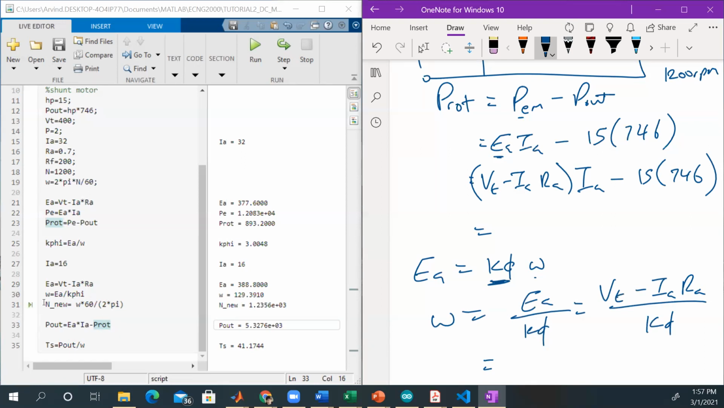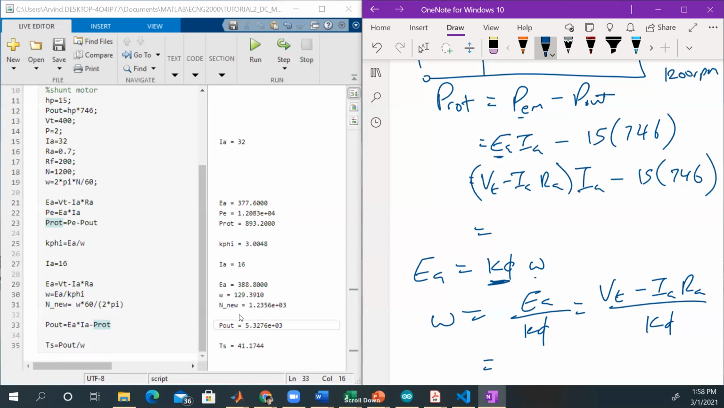And then we can convert that to RPM, which is multiply by 60 to get to radians per minute, and then divide by 2 pi to get to revolutions per minute, right? So that works out to be 1235 RPM, right? That is up from 1200 RPM, was it? Yes, up from 1200 RPM.